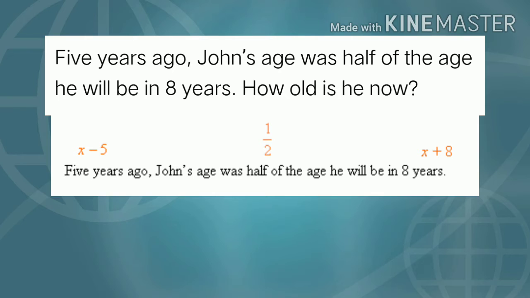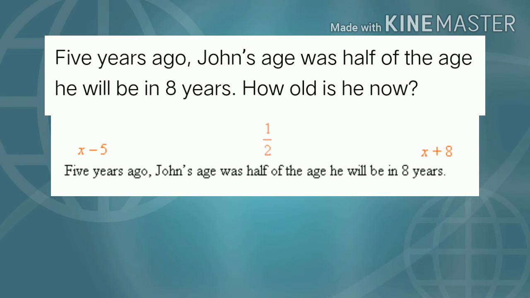So 5 years ago, John's age was half of the age he will be in 8 years. So half is 1/2. Then the age he will be in 8 years is the present age of John, that is x, plus 8, because it is a future age of John. Now, the most crucial part is writing the mathematical equation of our problem, because when our mathematical equation is wrong, our answer will also be incorrect.